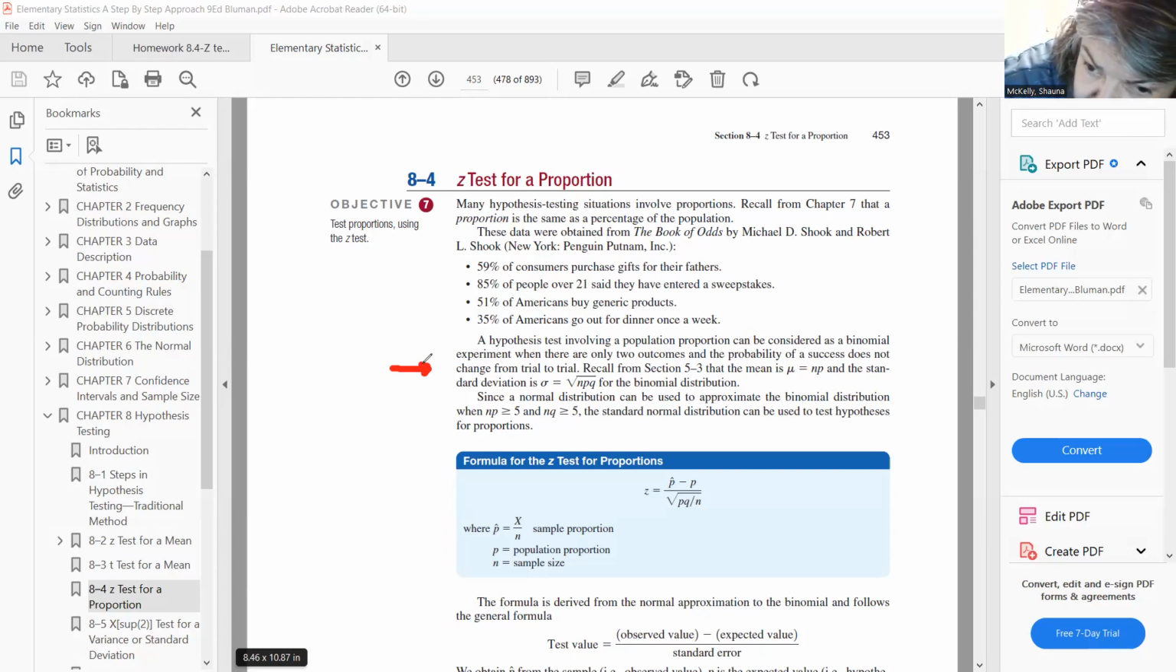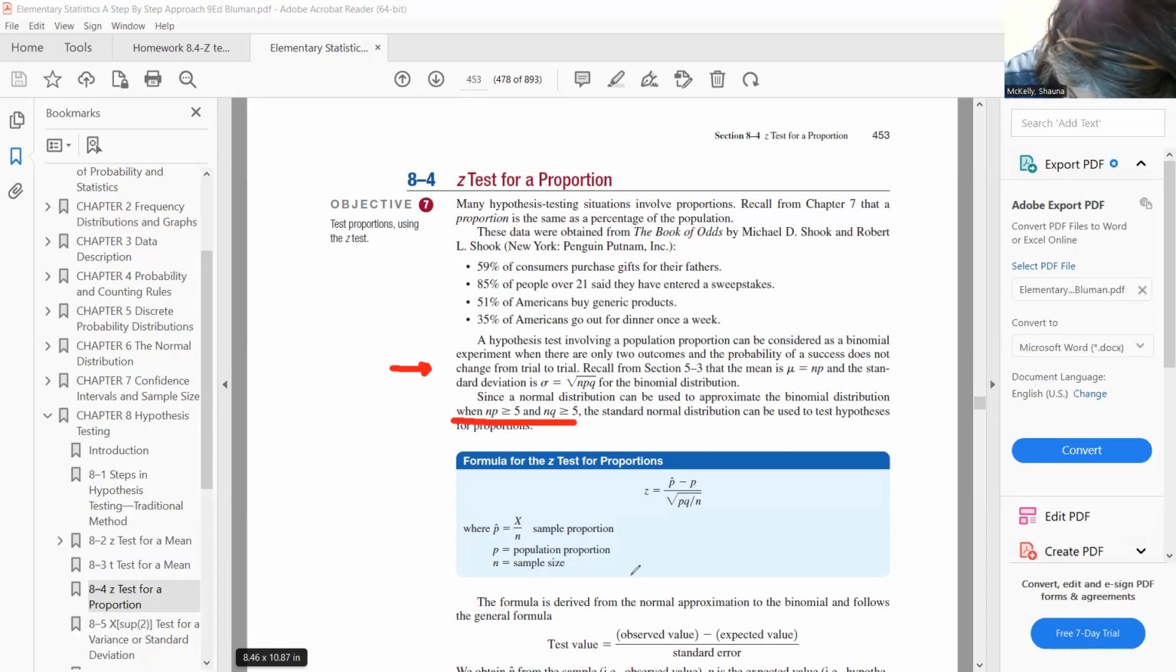Since the normal distribution can be used to approximate the binomial distribution, and where are my assumptions? Here they are. When n times p is greater than or equal to 5, and n times q is greater than or equal to 5, the standard normal distribution can be used to test hypotheses for proportions. Those are my assumptions. That's considered 2.